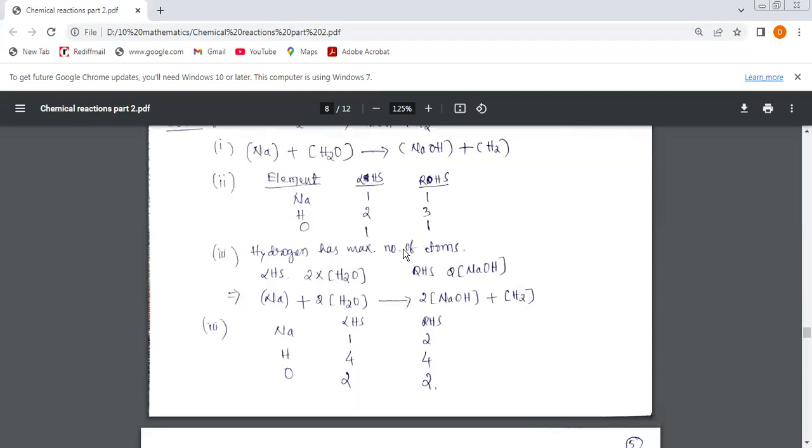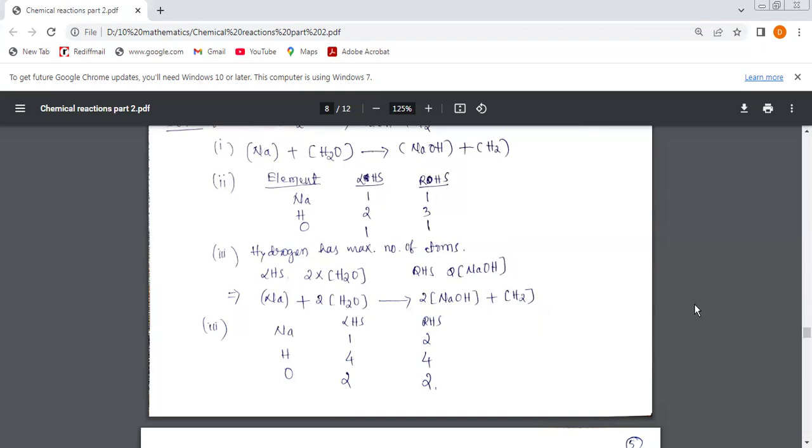Hydrogen has the maximum number of atoms, so it should be balanced. Simply, we multiply the H2O on the LHS by 2 and the NaOH by 2. Sodium hydroxide is on the product side, so you multiply it by 2, and this water is on the reactant side, so you also multiply it by 2. So it becomes Na plus 2H2O gives rise to 2NaOH plus hydrogen.